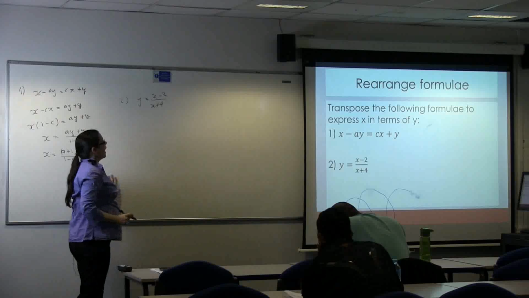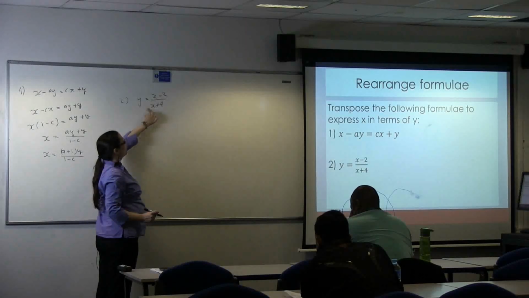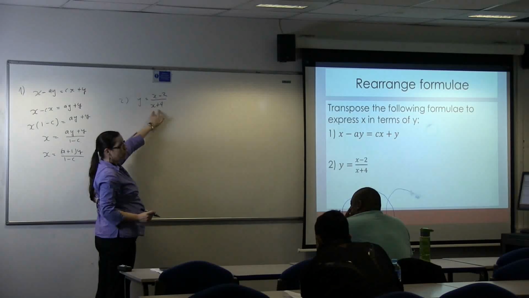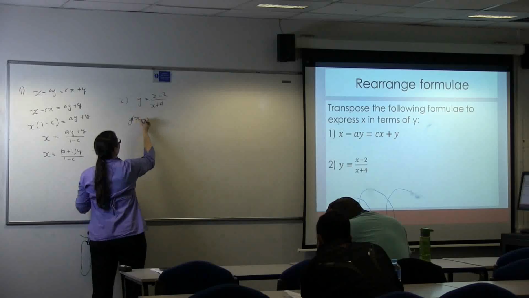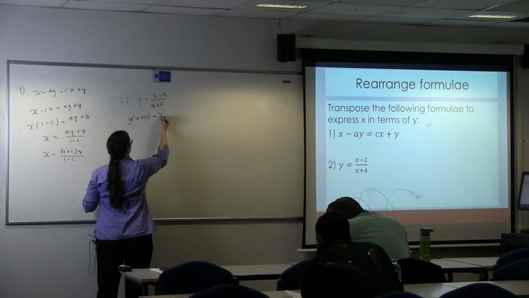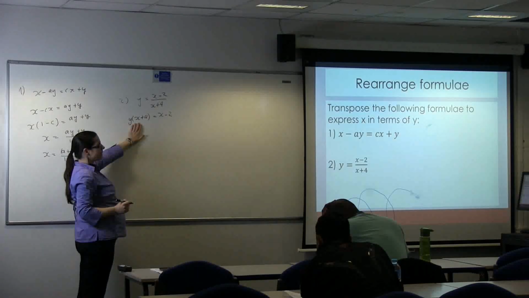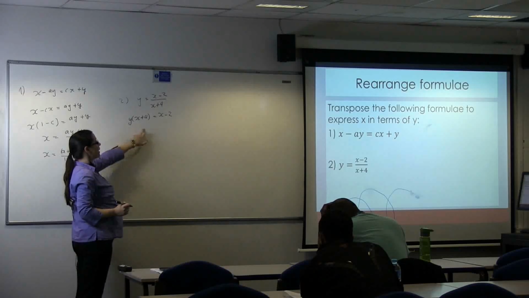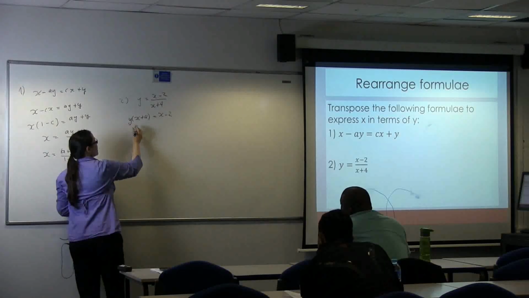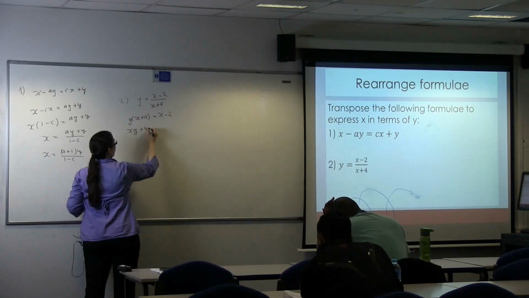What I'm going to do here, x is both numerator and denominator, so I'm going to multiply up by the denominator. So that will give me y times x plus 4 equals x minus 2. But now x is hidden in the bracket, so I need to multiply the bracket out. y times x is the same as x times y. y times 4 is 4y.